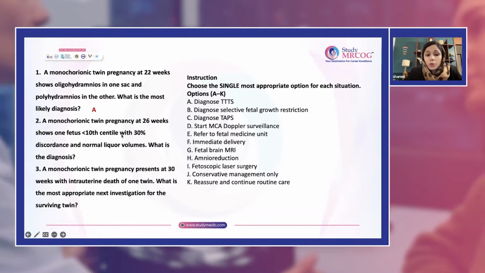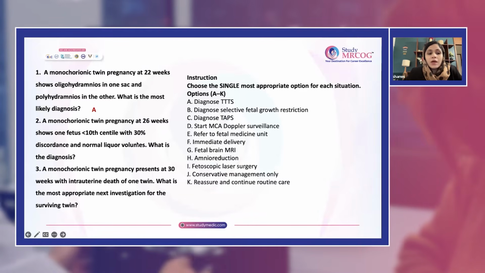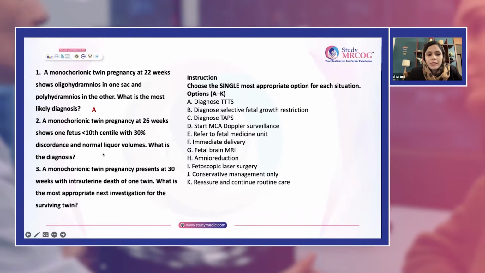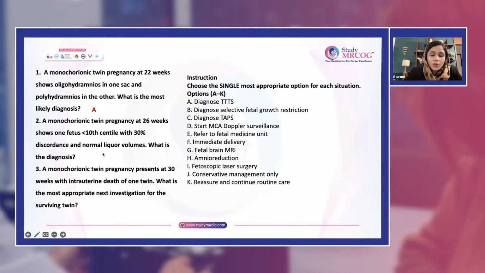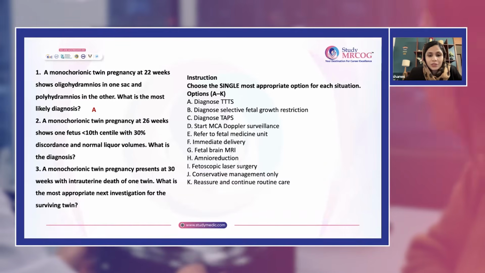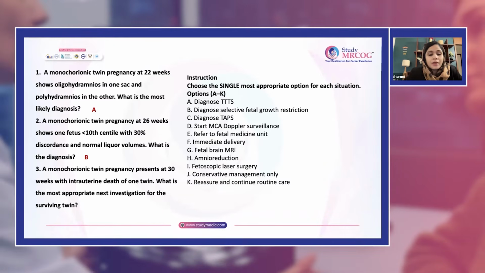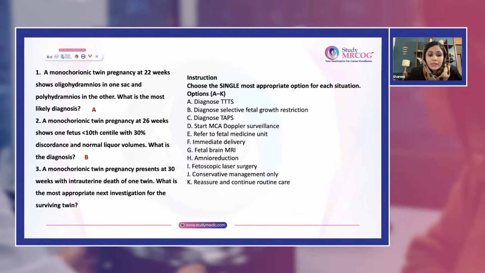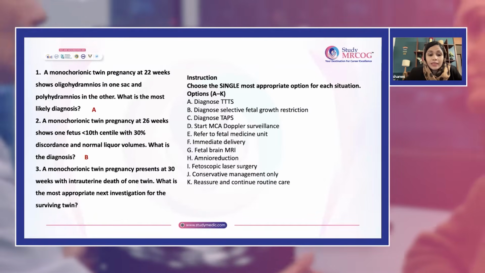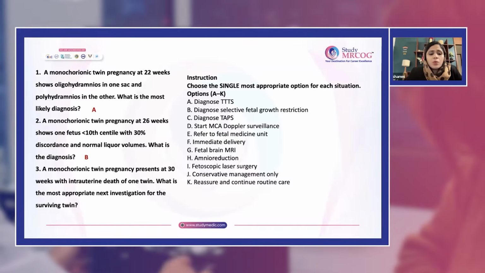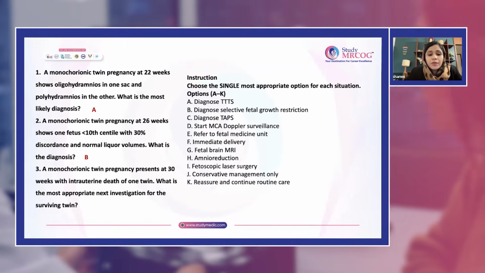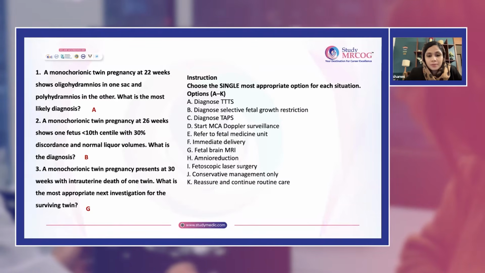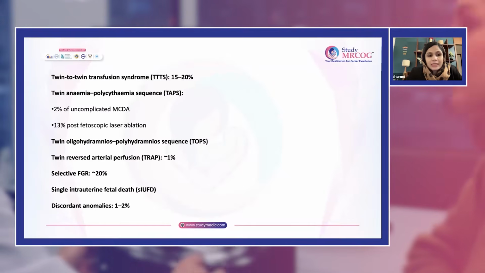Next question. A monochorionic pregnancy at 26 weeks. One fetus is showing less than 10th percentile with 30% discordance and normal liquor volume. So it is definitely selective fetal growth restriction. So the answer is B. Next situation. A monochorionic twin pregnancy presents at 30 weeks with intrauterine death of one twin. What is the most appropriate next investigation? It is going to be fetal MRI after 4 weeks. The answer is G. So let's discuss that.